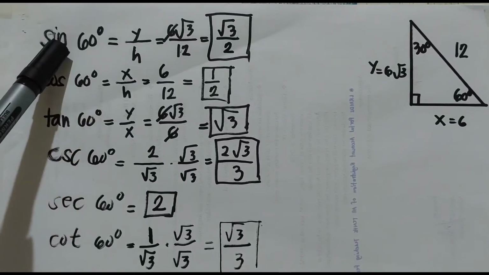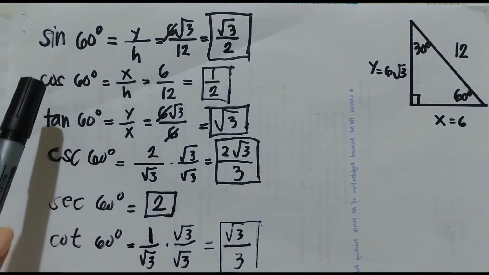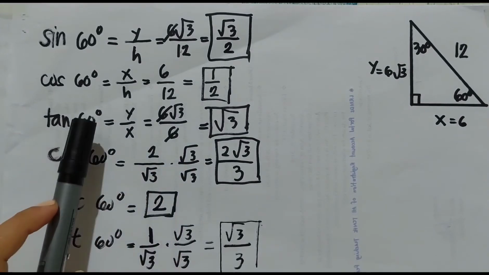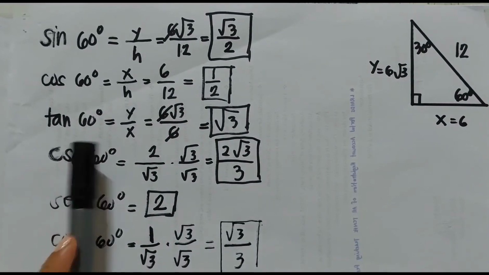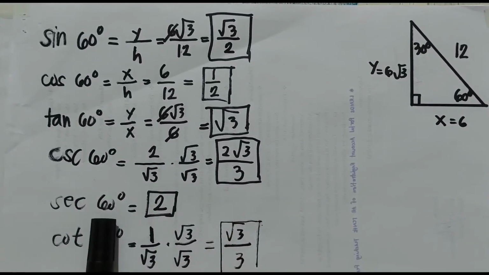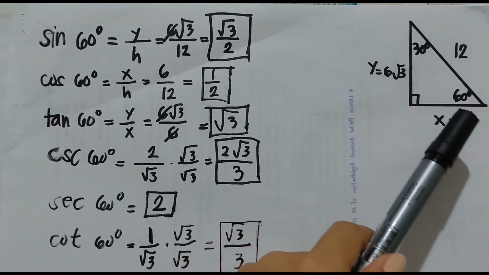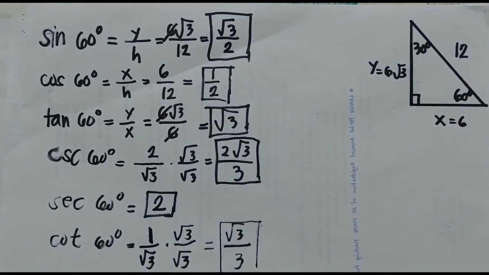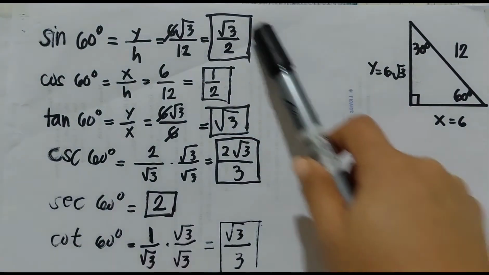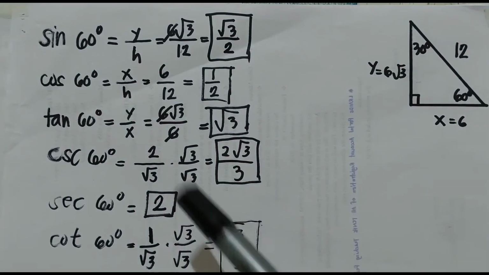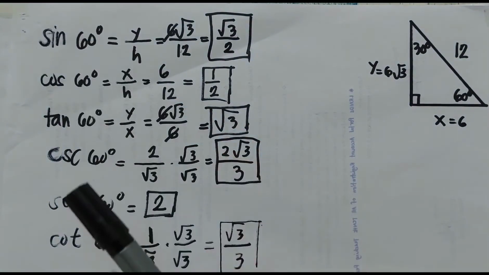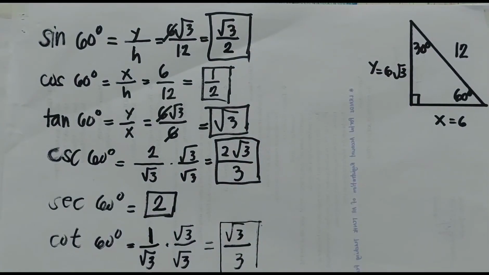So in summary, sine 60 degrees is square root of 3 over 2. Cosine 60 degrees is 1/2. Tangent 60 is square root of 3. Cosecant 60 is 2 square root of 3 over 3. Secant 60 is 2. And cotangent 60 is square root of 3 over 3. Again, even if you change the lengths of the shorter and longer leg on the sides, when simplified the result is still the same for sine 60, cosine 60, tangent 60, cosecant 60, secant 60 or cotangent 60, because they are special angles. Okay?